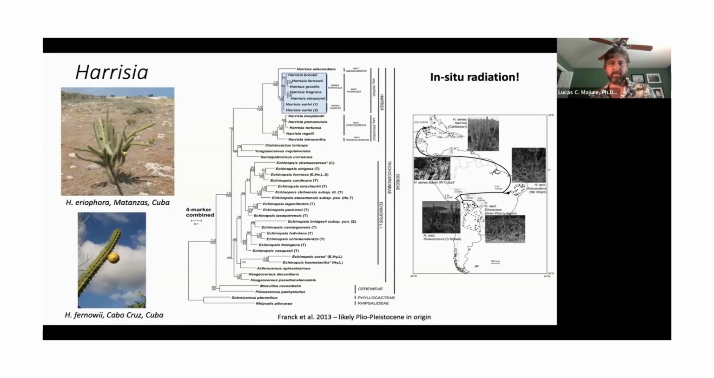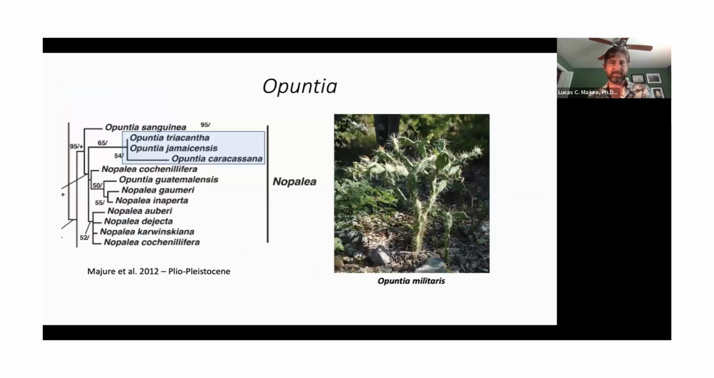Alan Frank published a nice paper in 2013 where he looked at Harrisia, since that's another one of these large genera across the Caribbean. It also has South American ancestry, that's very clear. And then here we have probably a Pleistocene origin, so it's also a relatively young group. We'll start to see this pattern over and over again, that most of the cacti that we see in the islands are super young, right? Even those in situ radiations that have a high number of species.